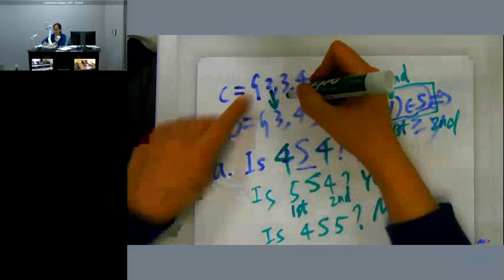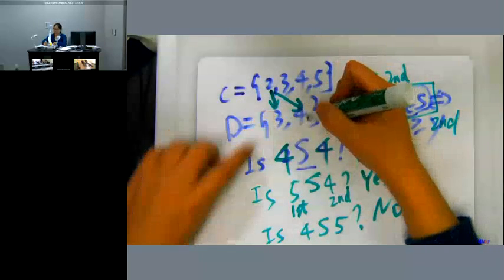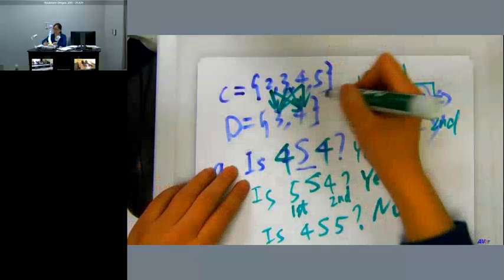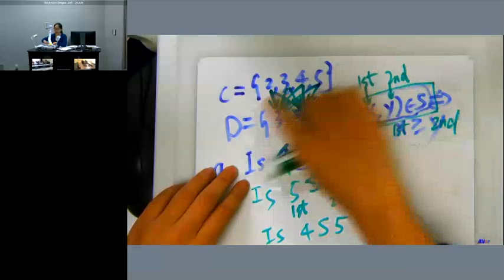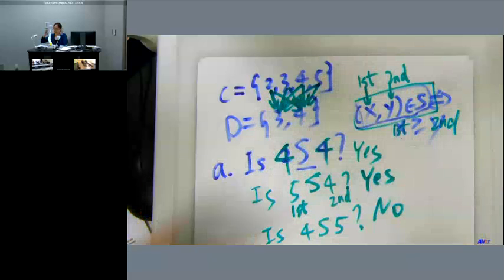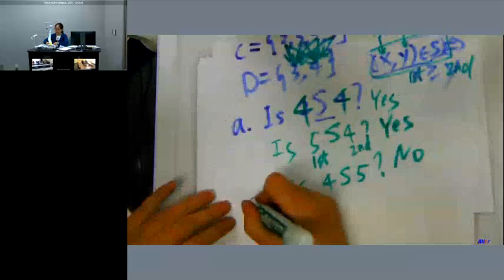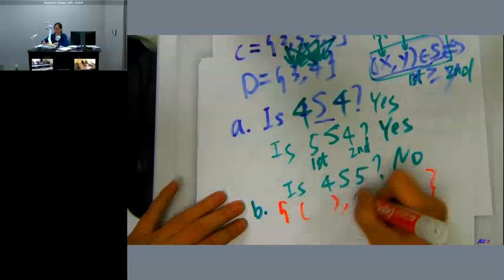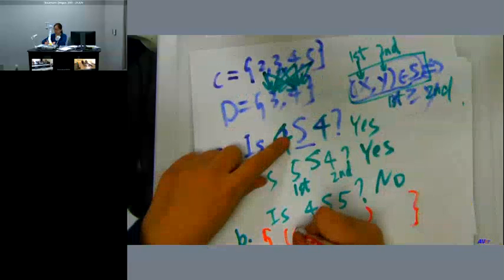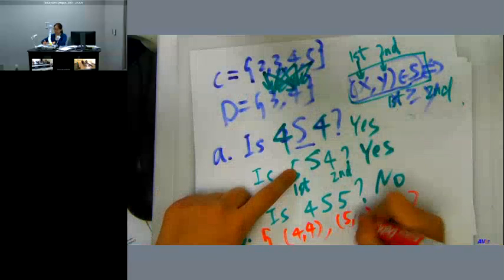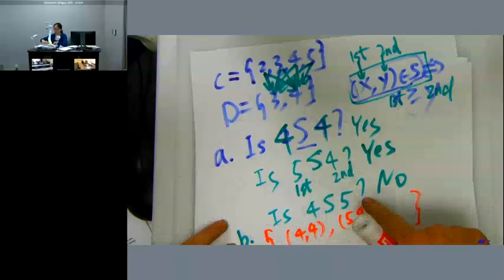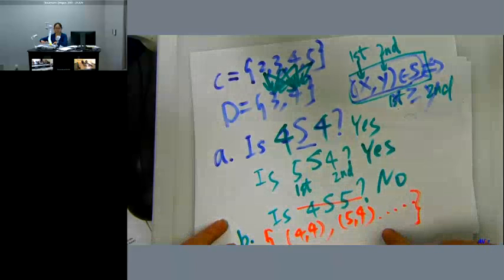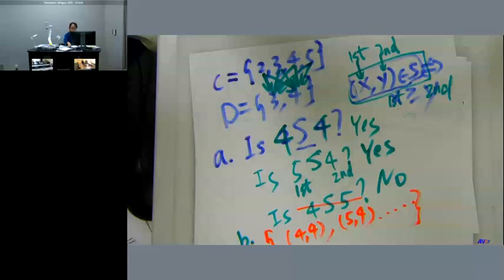So is 2 related to 3? Is 2 related to 4? Is 3 related to 3? Is 3 related to 4? Is 4 related to 3? Is 4 related to 4? Is 5 related to 3? So you have to check all 8 of them. And for part B, you're going to find all the related ones and put them in the parentheses. So for example, we found out 4 is related to 4, you're going to put it in there. We found out 5 is related to 4, you're going to put it in there. But 4 is not related to 5, so you're not going to put that there. Put all the ones related in there. Okay? All right? Other questions?